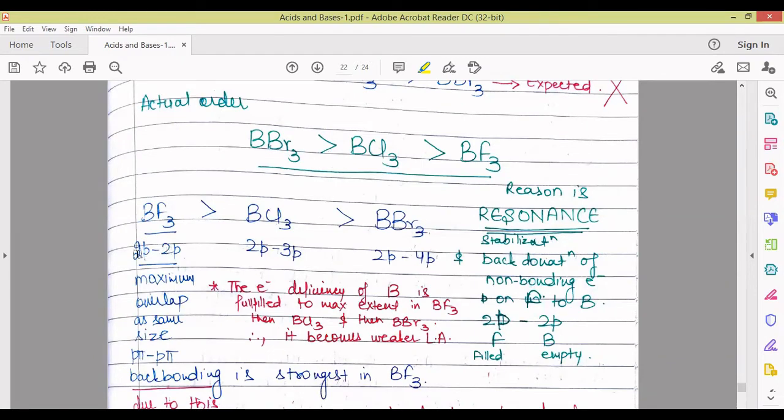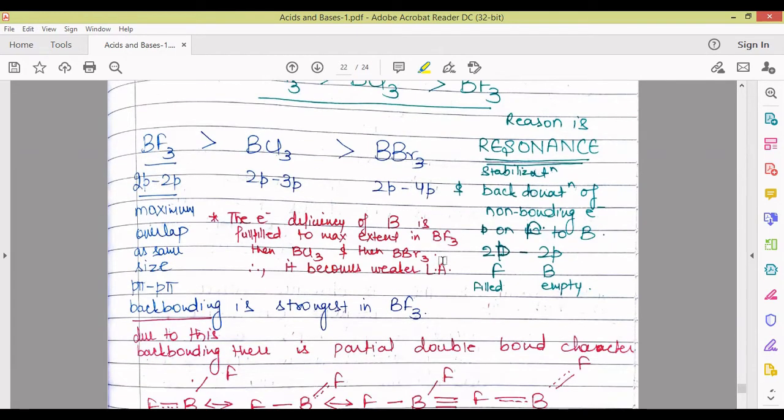As these have the same size and the same principal quantum number, it is going to be the maximum overlap, and the overlapping is going to be most efficient. Here there is a big difference in size of 2p and 3p, so the overlap is not going to be as effective in comparison to this, and here the overlap is going to be least. So maximum overlap of 2p occurs in case of BF3, as they have the same size. So p-pi back bonding is strongest in case of BF3.